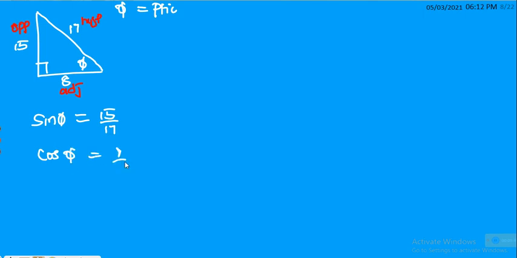So defining our ratios, we have sine phi equals opposite over hypotenuse, which is 15 over 17, cos phi equals 8 over 17, and tan phi equals opposite over adjacent, which is 15 over 8. Okay, so these are the basic ratios here. Then we have the reciprocal ratios.